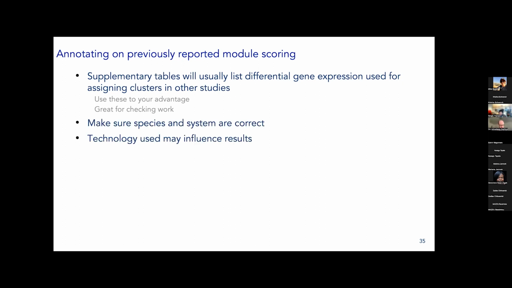This is also important: make sure species and systems are correct, especially if you're working with non-model organisms. Not necessarily the same genes in one species will be conserved in another species for the same cell type, so always be careful with this assumption. Even with simple things like comparing human and mouse, you will have genes that are not conserved across species. Also, the technology used may have some influence. The detection rates of different technologies are not the same, so you might be able to detect certain genes in one technology and not in others.